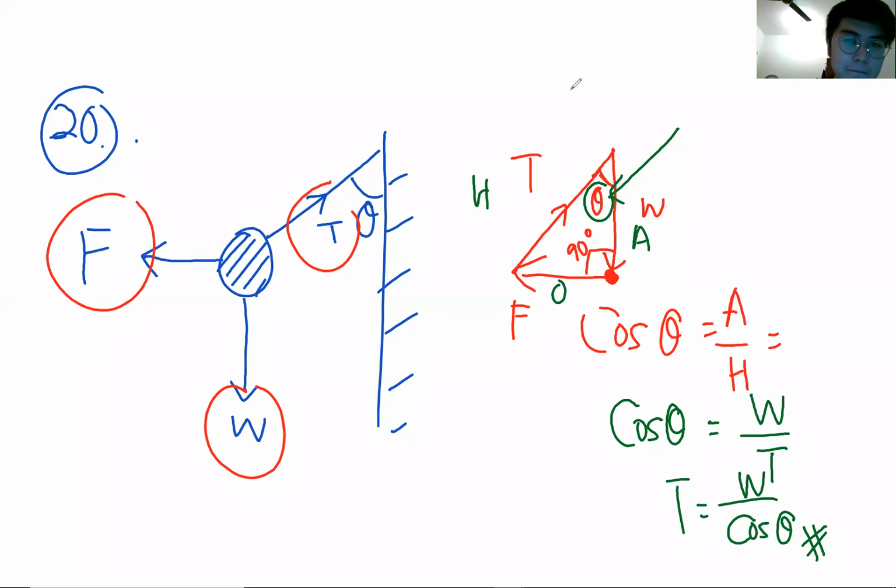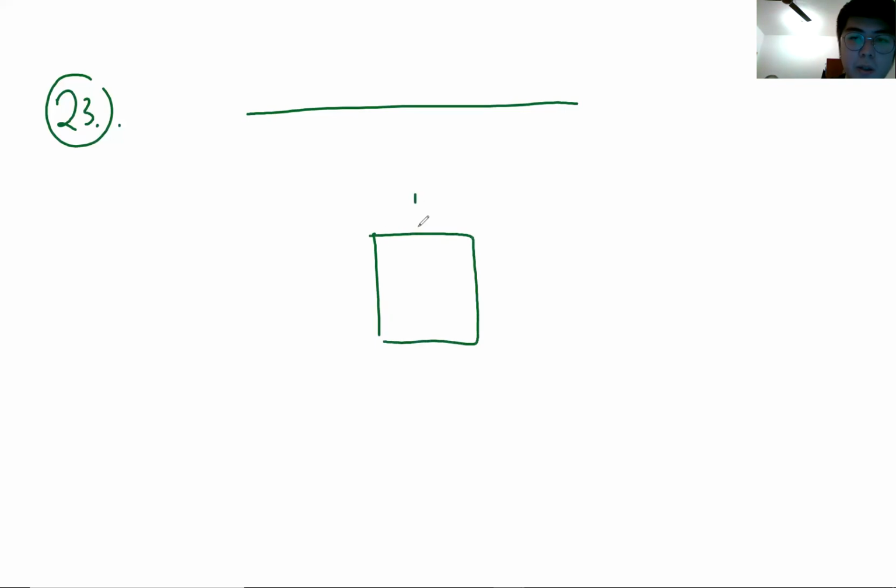Question 23. Look at question 23. We're going to spend 10 more minutes and then we move on. Question 23 now: the diagram shows an object of mass 2 kg suspended by two strings from points X and Y. X, Y. 2 kg object suspended by two strings. Calculate the tension in each of the strings.